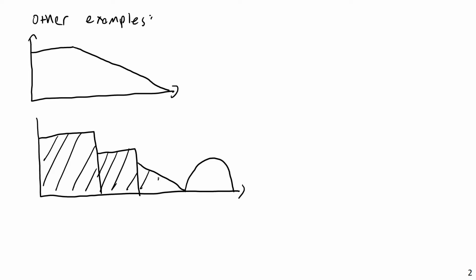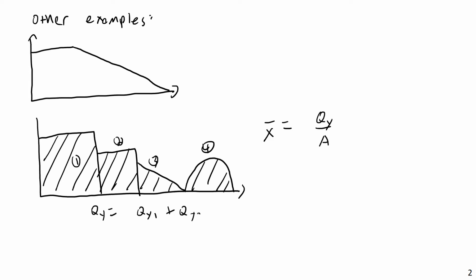I could do this via integration. Because we remember previously, if I wanted to find the x bar of this, we said that x bar was equal to Qy over A. The A would just be the same area, but if I wanted to use an integration approach for this, I would basically have to break Qy into 4 zones of integration. If this was zone 1, 2, 3, and 4, I would have to say my Qy is a Qy1 plus a Qy2 plus a Qy3 plus a Qy4.